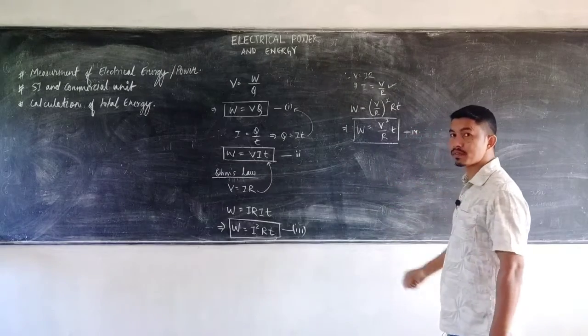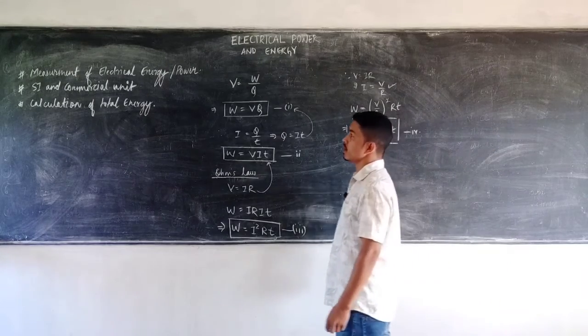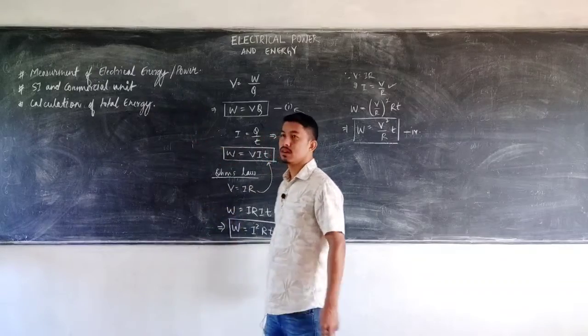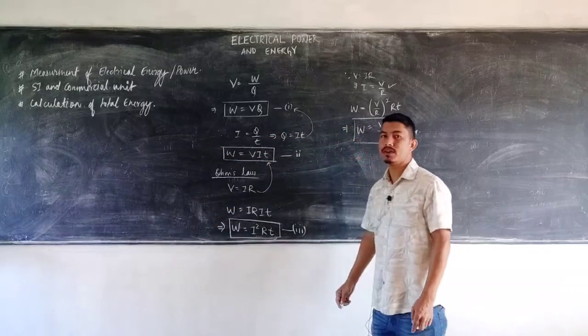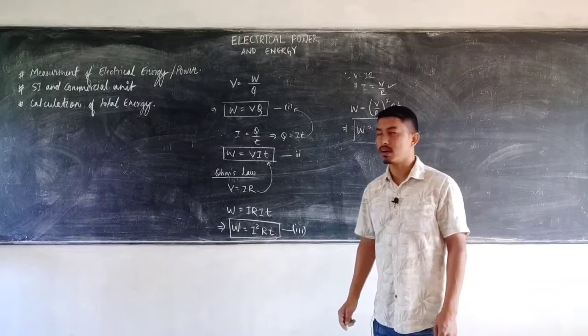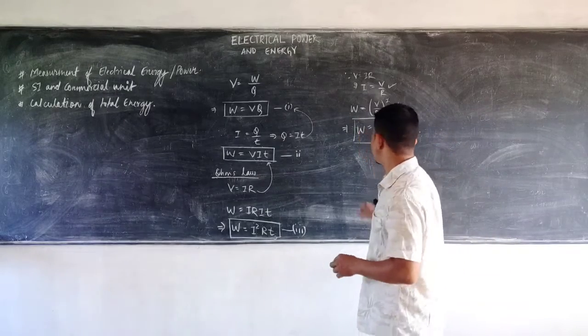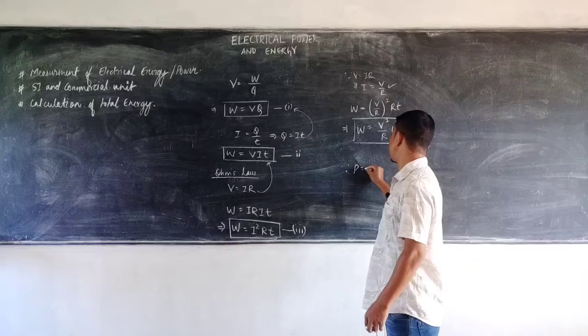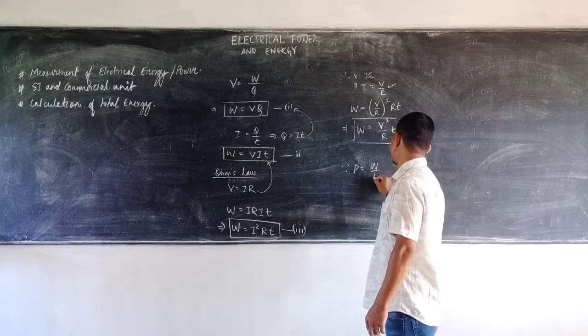Is that clear? So now coming to the second term, that is the power. We know that power is the rate of doing work. So we know that the power P equals W divided by T.